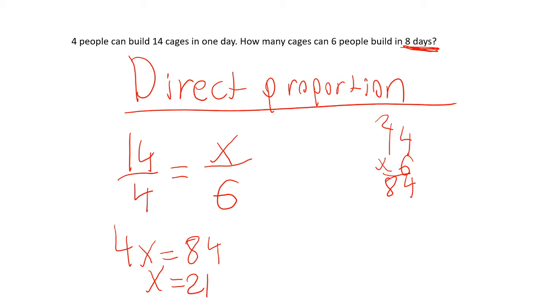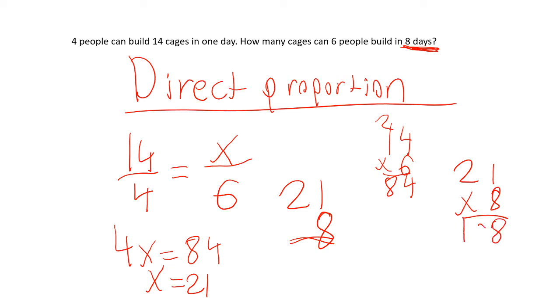How many cages can 6 people build in 8 days? Well, we just take that. It's going to be 8 times the number of cages they can build in 1 day. So just 21 times 8. Computing this, we have 1 times 8 is 8. 2 times 8 is 16. So 6 people can build 168 cages in 8 days. We're done with this problem. Let's go on to the next problem.